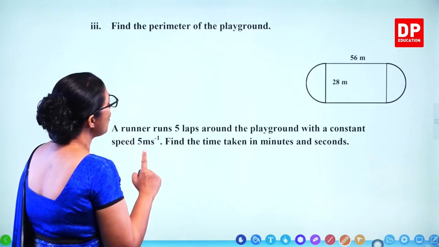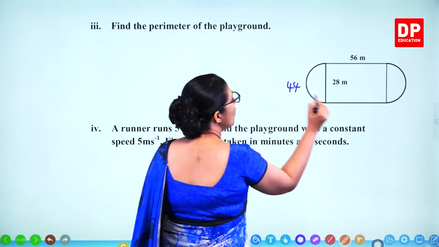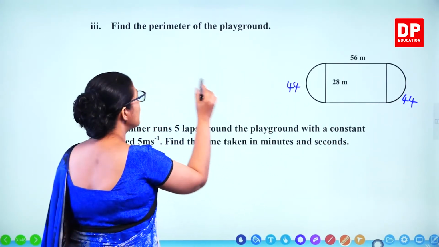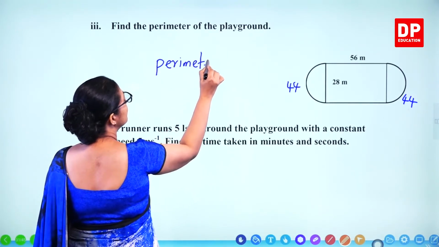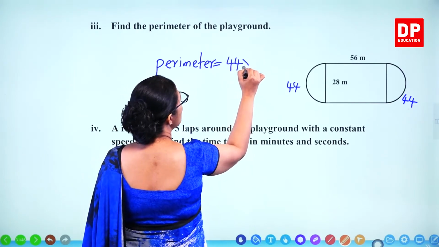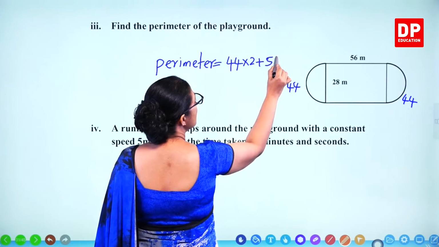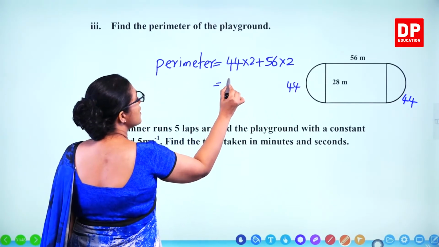Find the perimeter of the playground. We found this is 44, so this is also 44. So what's the perimeter? Perimeter becomes 44 into 2 plus 56 into 2. This is 56. This is also 56.